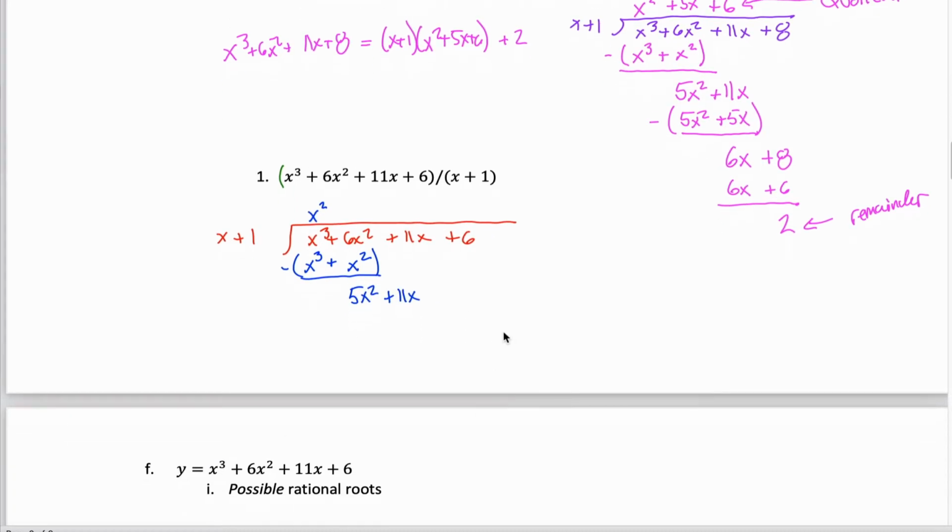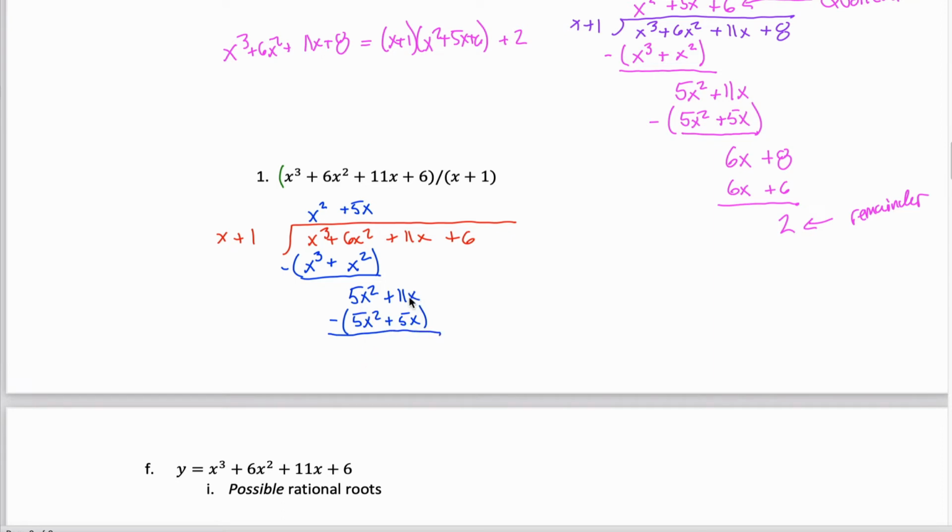Now all I'm really doing is repeating. I want to get rid of the 5x squared, so the number I write up top is 5x. Why 5x? Because 5x times x plus 1 gives me 5x squared plus 5x. And importantly, I've gotten rid of this column right here. How have I gotten rid of it? Well, my next step is to subtract, and 5x squared minus 5x squared is just 0.